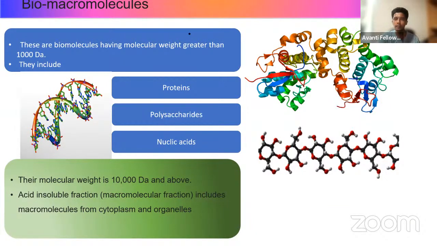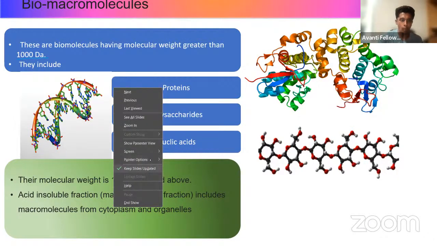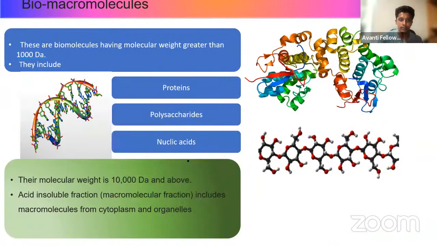I told you in the beginning itself, whenever you have a biomolecule which weighs more than 1,000 daltons, they are called biomacromolecules. In biomacromolecules, you usually have very heavy molecules, their molecular density is quite heavy. That is why we call them biomacromolecules. And in this, we have several types. One we have is proteins.